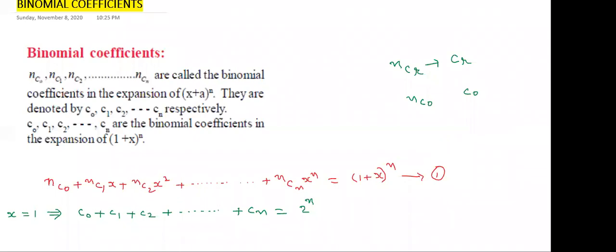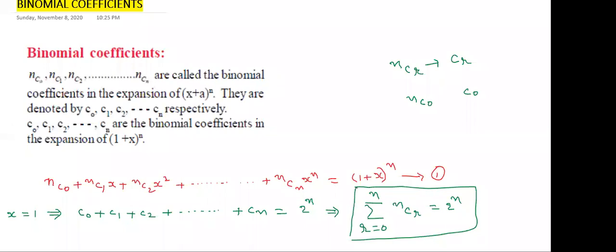Now we can write this in short form like this: sigma r = 0 to n of nCr, that is equal to 2^n. This is the short form. Okay, so this is equation number 2.